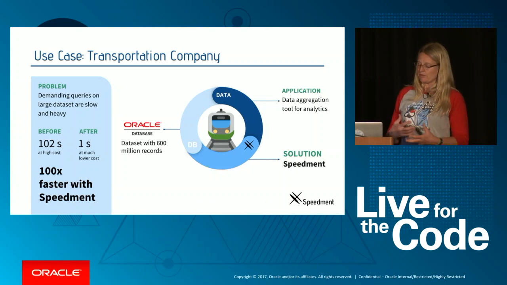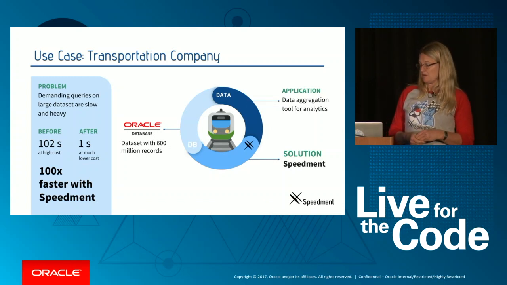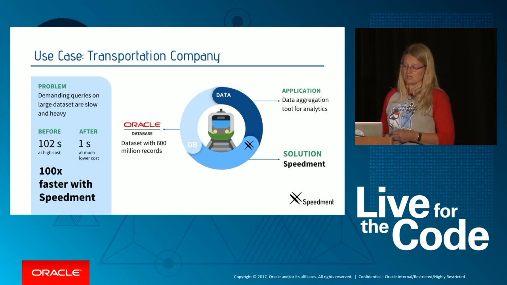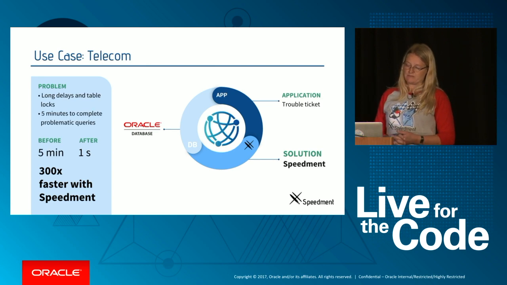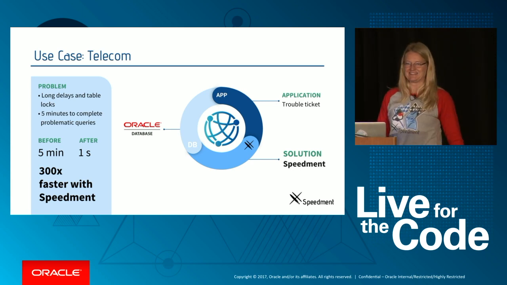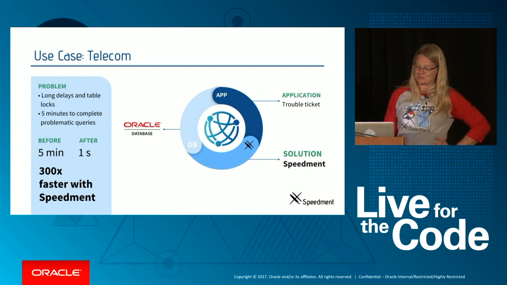We are working with a lot of different companies. So we have, for instance, a transportation company. They had an Oracle database, and they had 6 million records in their data set. It took them 102 seconds before Speedment, and after we could get under this magical 1 second. And the same thing with this telecom company. They had actually 5 minutes. They started it off and they went to take coffee, and then they came back, and we managed to get it down to 1 second.